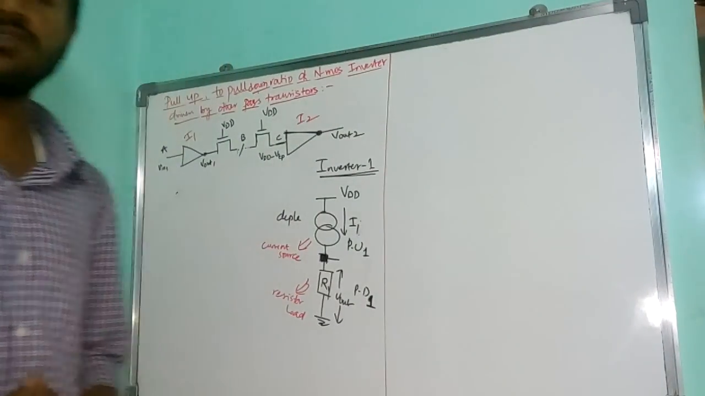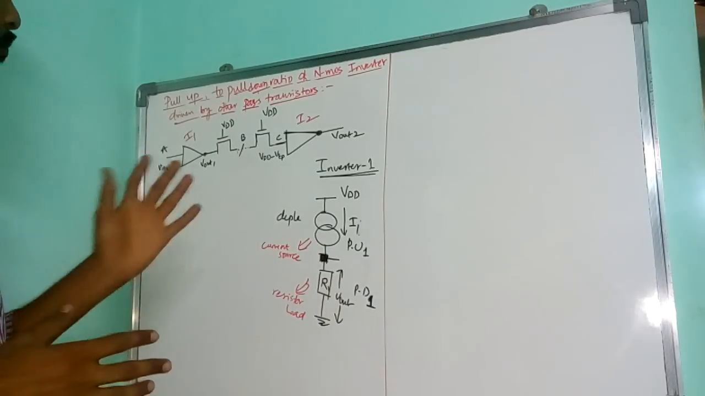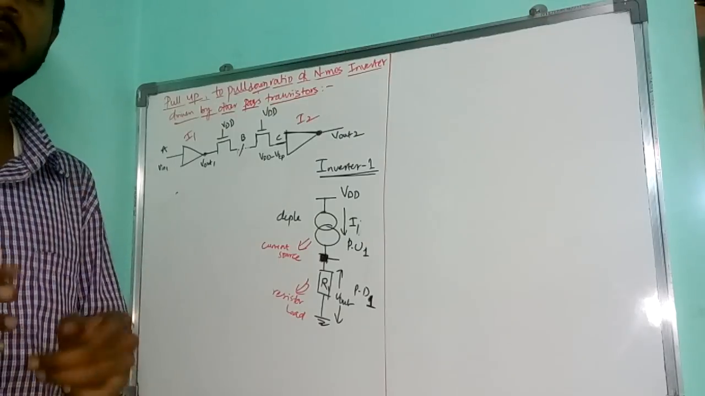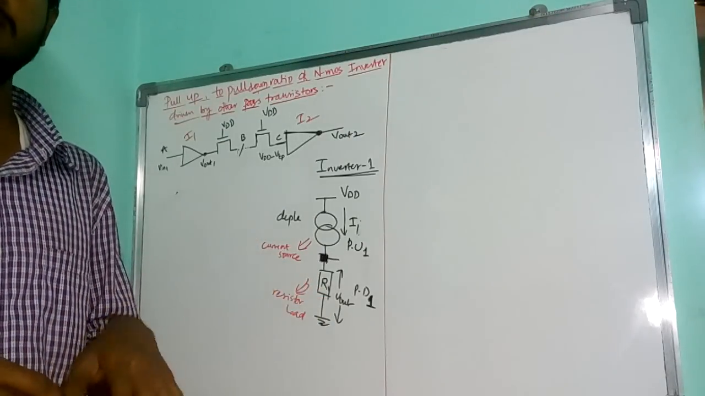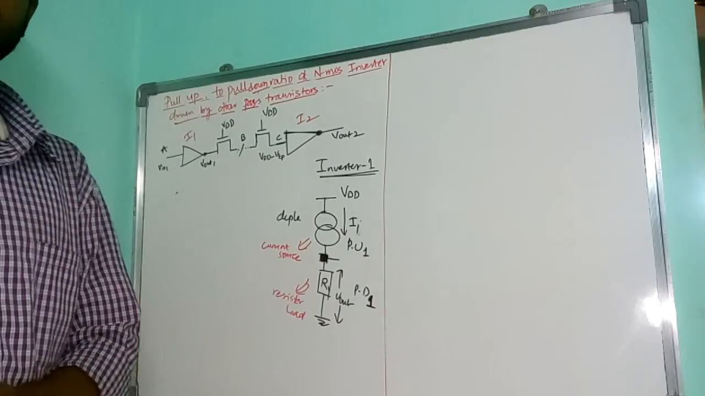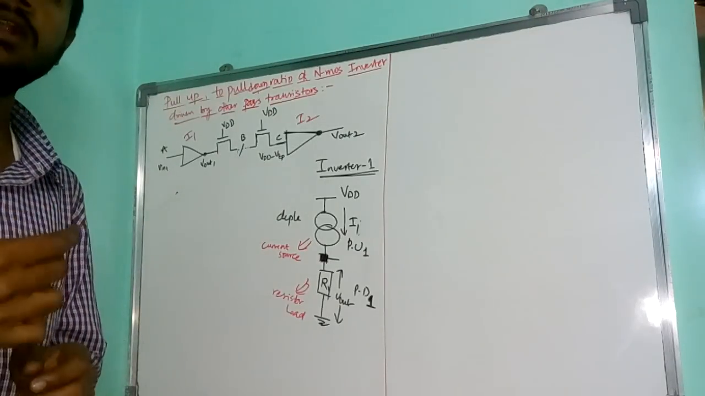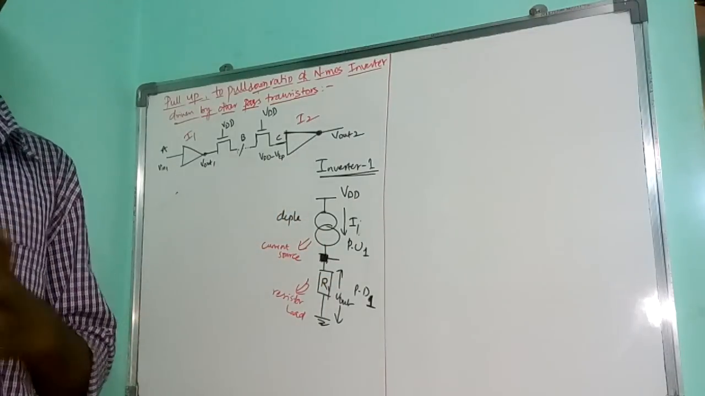Hi friends, in this video we are going to learn what is the pull up to pull down ratio of an NMOS inverter driven by pass transistors. In the previous video we have seen two inverters joined in series, with the output of the first inverter as input to the second inverter, and we found out that V output should be equal to V in for a particular pull up to pull down ratio.